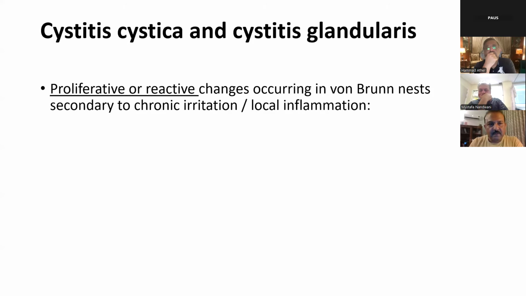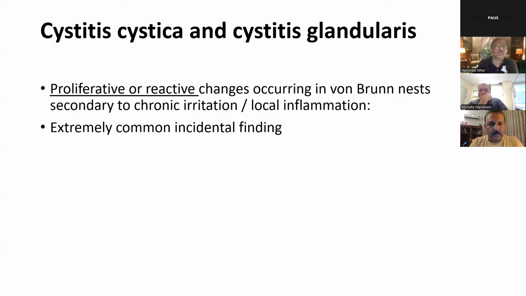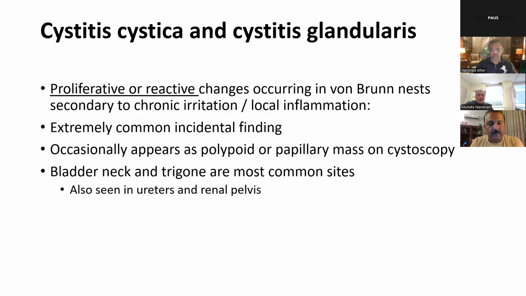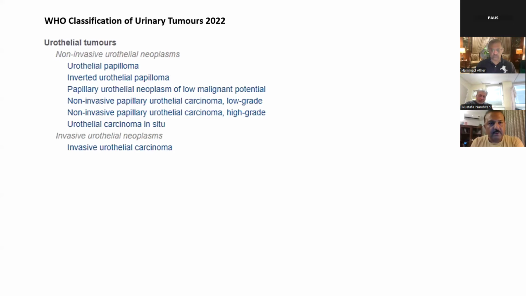So what is this? This is not a tumor. This is a proliferative or reactive change occurring in a von Brunn's nest secondary to chronic inflammation or irritation. And it's an extremely common finding. I'm telling you about this because it can occasionally look like a polypoid or papillary mass on a cystoscopy. So don't be surprised if you excise something as a bladder tumor and it turns out to be cystitis cystica glandularis on histology. This is very common in the bladder neck, in the trigone area, and can also be seen in the ureter and renal pelvis.